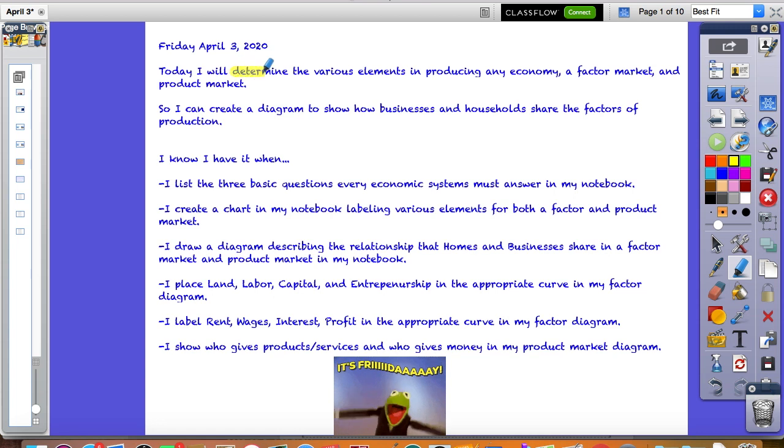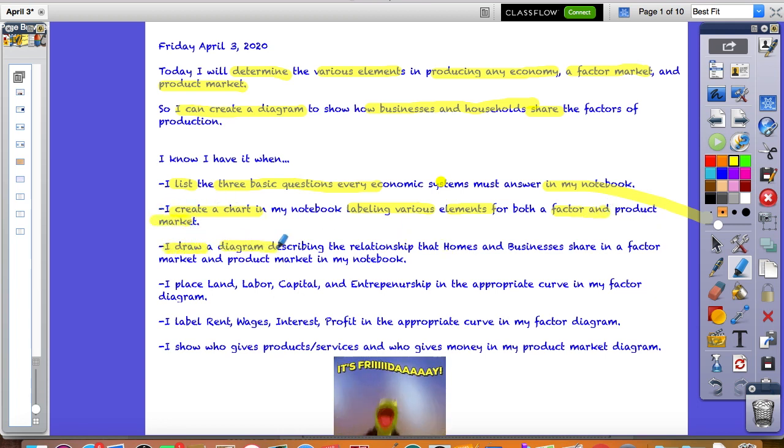So today I will determine various elements in producing an economy, factor market, and product market. I know that, by being able to do that, I will then create a diagram to show how businesses and households share the factors of production. How will I know I have it? I know I have it when I list the 3 basic questions every economic system must answer in my notebook. I create a chart in my notebook labeling various elements for both a factor and product market.